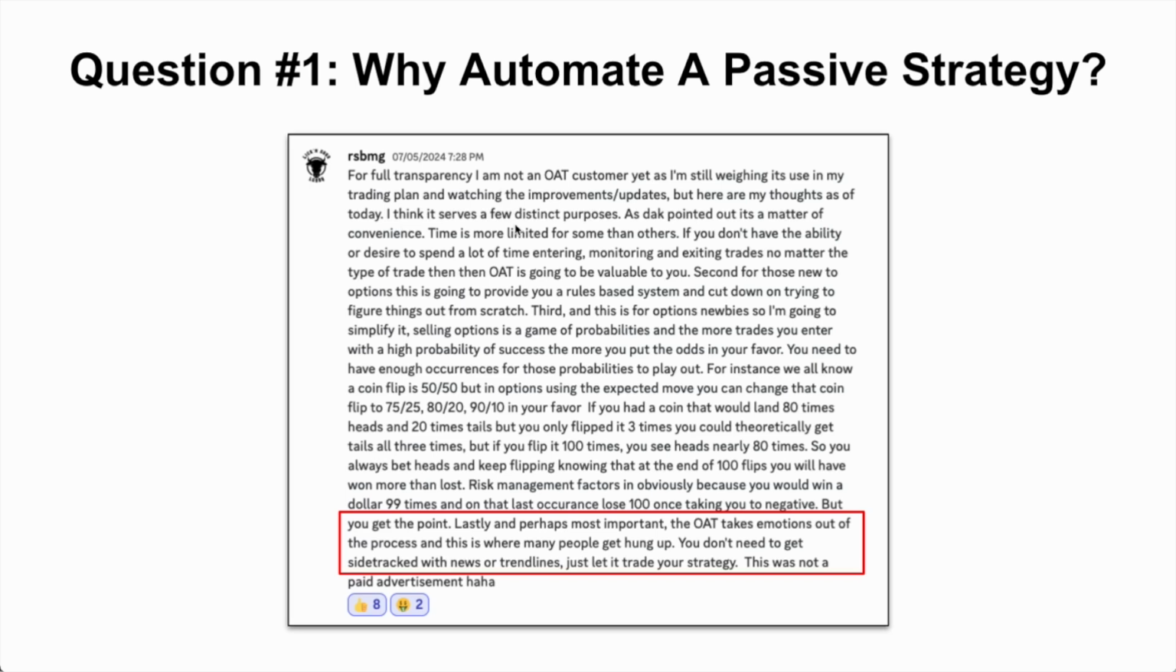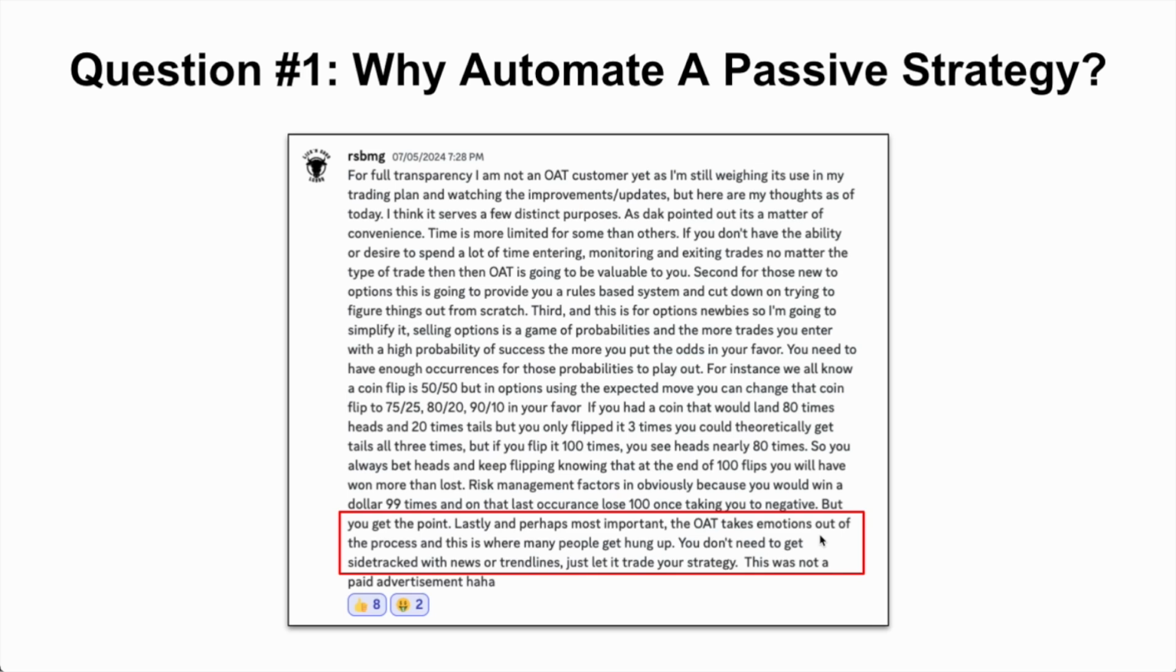Lastly, this person said a lot about why it's so awesome to automate, even if it's a passive strategy, talking about the statistics and numbers. But here he says, lastly, perhaps most important, the options auto trader takes emotions out of the process. This is where people get hung up. You don't need to get sidetracked with news or trend lines. Just let it trade your strategy.